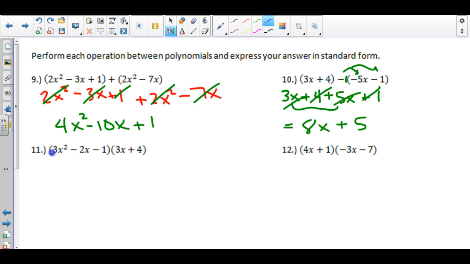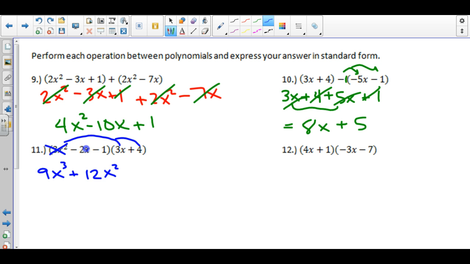With the multiplying, these ones you're going to use the distributive property. So what I'm going to do first is I'm going to take this 3x squared, and I'm going to multiply it by both of these terms. So first of all, 3x squared times 3x is 9x to the third power, because x squared times x is where the x to the third is coming from. I'm going to take 3x squared times positive 4, so that's positive 12x squared. Now, I'm done with this.